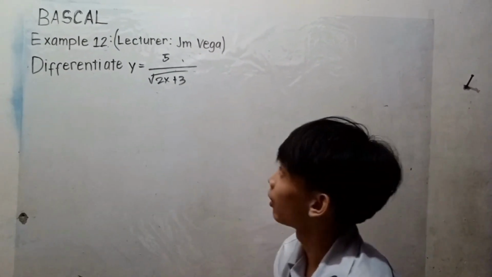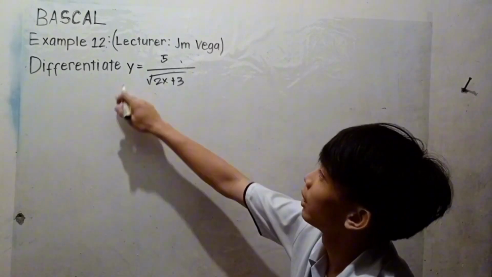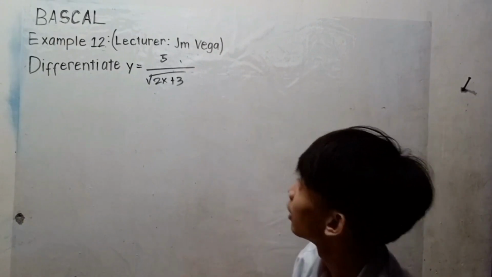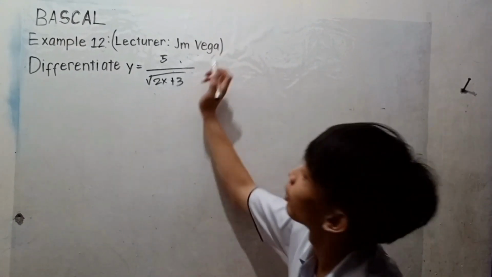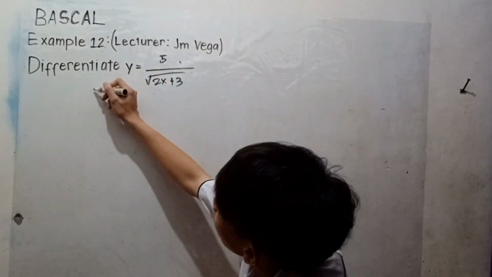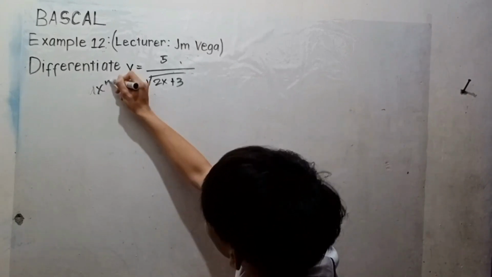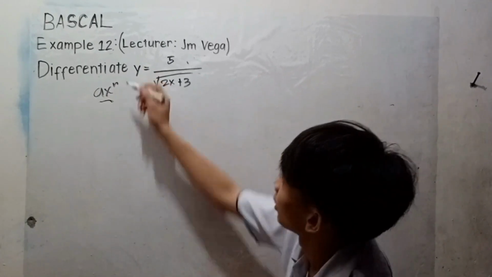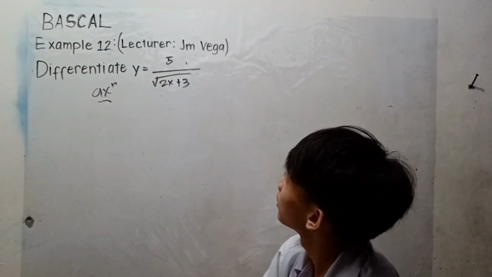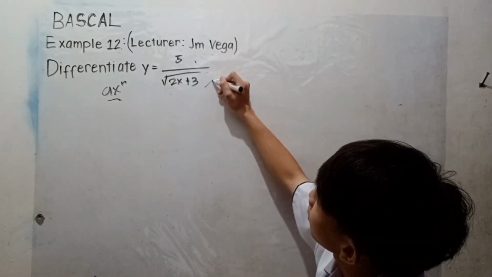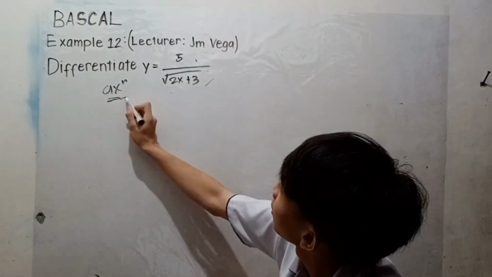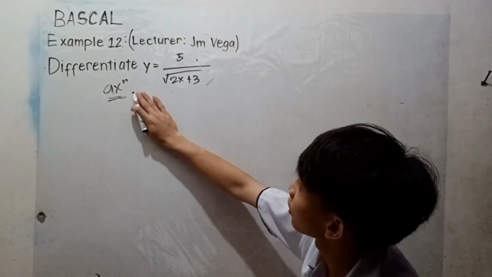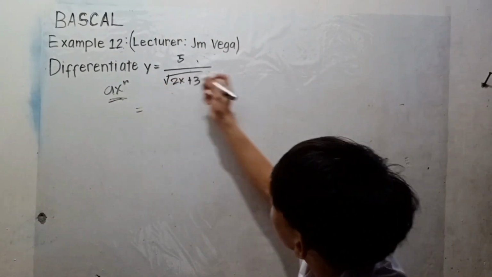Basta tuloy-tuloy. And now let's move on to example number 12. Differentiate y equals 5 over the square root of 2x plus 3. In this case, it is in radical form. In the chain rule, we have to consider this one, a times x raised to n. Since this problem is not like this, we have to change it first. So how can we do that?